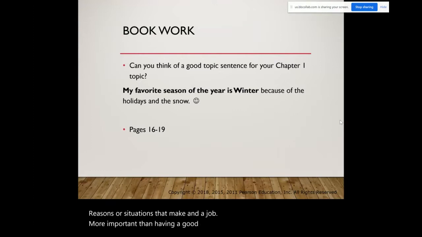So maybe one factor would be developing my own skills. Maybe another factor will be people and my coworkers. So I'm going to be listing factors. That is the controlling idea.